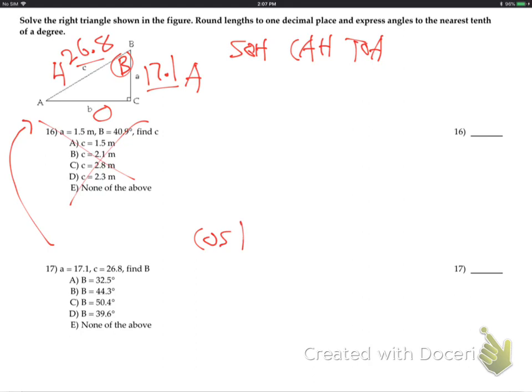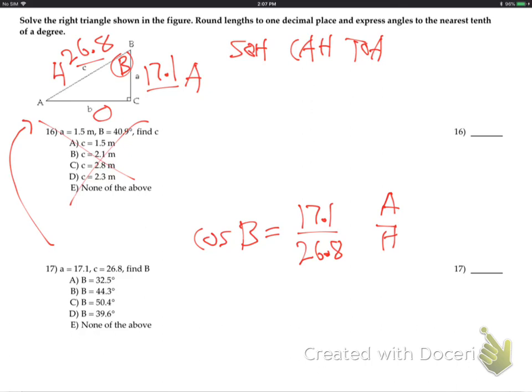Cosine of B. I don't even know what B is. It's adjacent, 17.1, over hypotenuse, 26.8. Adjacent over hypotenuse. Good so far.